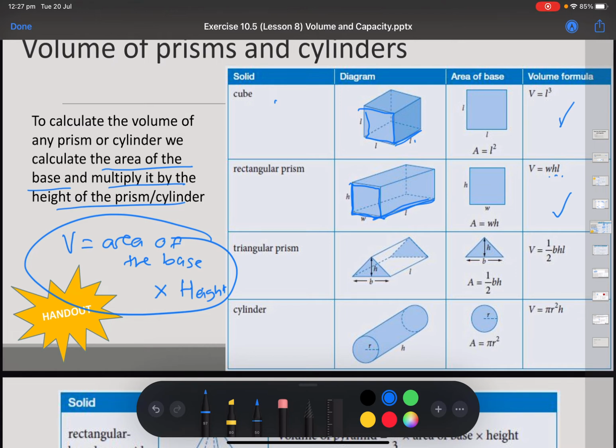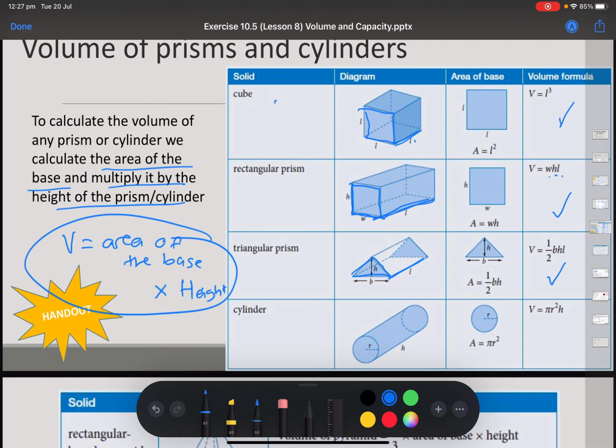Triangular prism, okay, our base or our cross section of the shape, if we were to cut this up into slices that were all equal, we would get all of those triangles. So basically our cross section here is a triangle. We know that the area of a triangle is half base times height, and then we're going to multiply it by the length of our shape. So we get half times base times height, the triangle part, times the length of the prism.